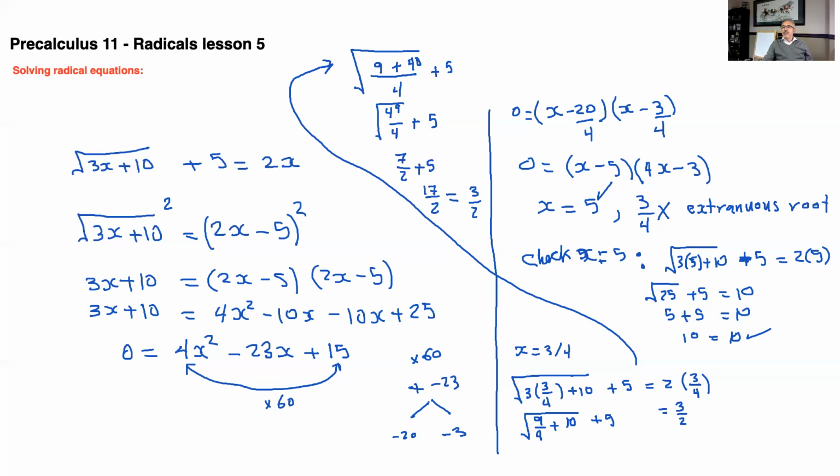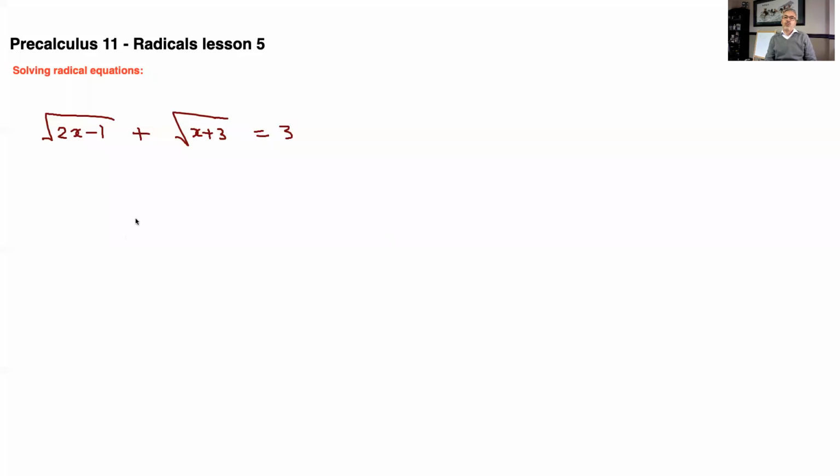One more question. So one more question and the last question. This one here, I would advise you to move this to the other side. That will look a little bit easier and less messy. So I'm going to go 2x minus 1 equals 3 minus, moving that to the other side will change the sign to minus x plus 3.